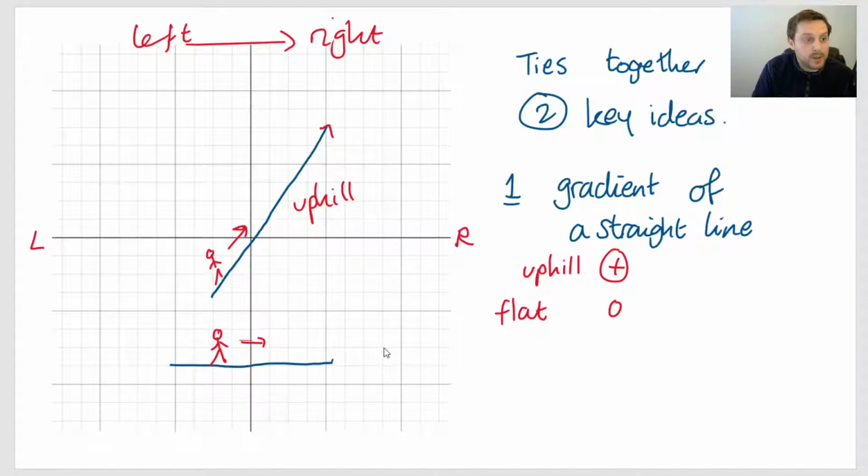You are not having to put any effort in, really, because you're not going uphill and you're not going downhill. So the gradient of a flat line is 0. And if it is going downhill, then it's got a negative gradient. So for example, all of this, by the way, is completely covered in the videos that I made in June last year. If it's going downhill, then we'll say it's got a negative gradient, okay, as I wrote there.